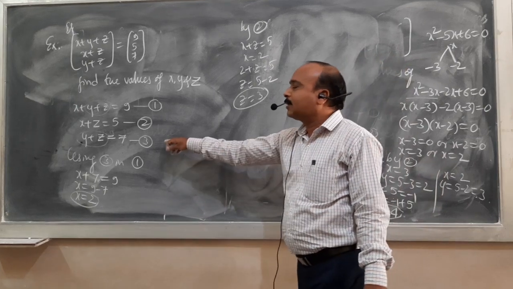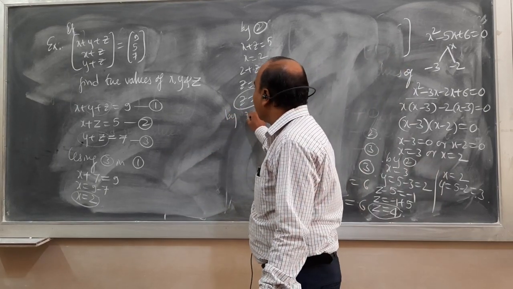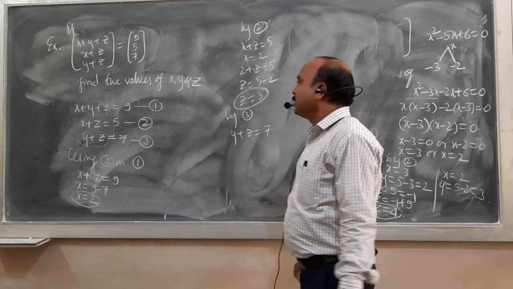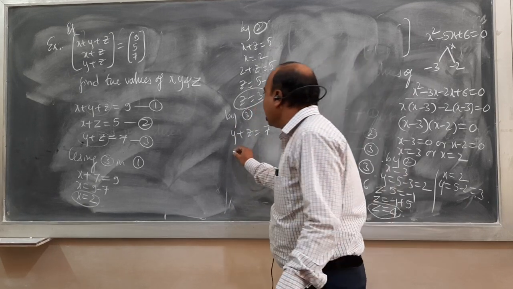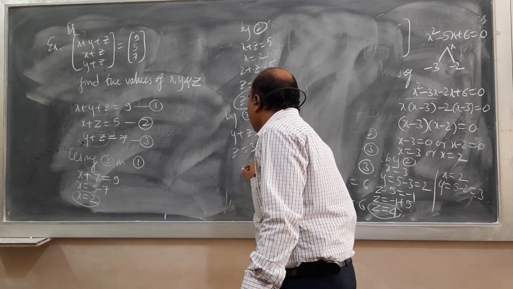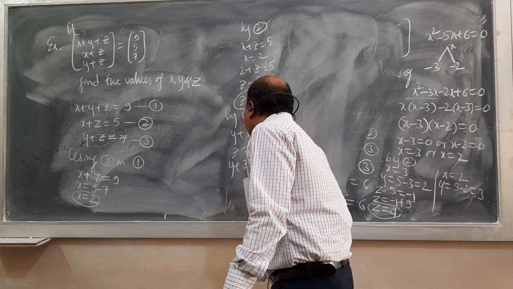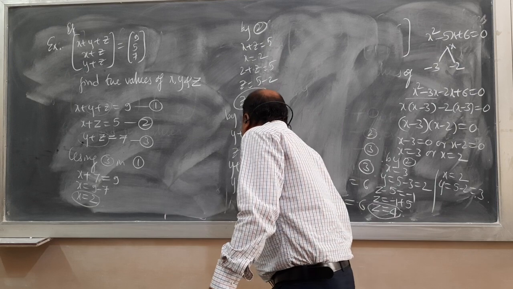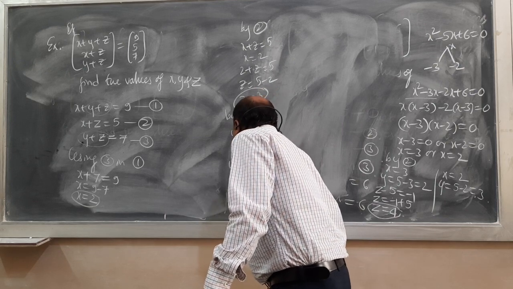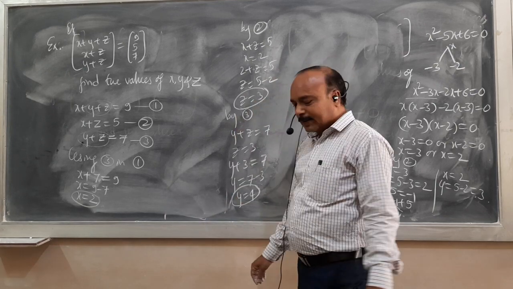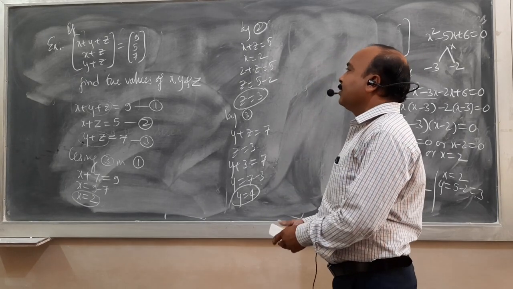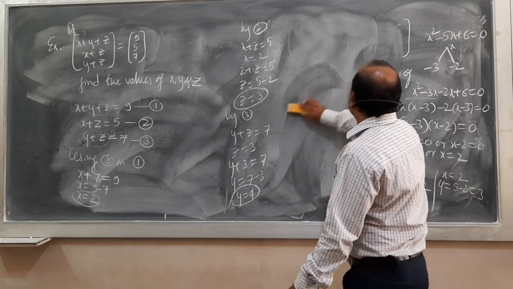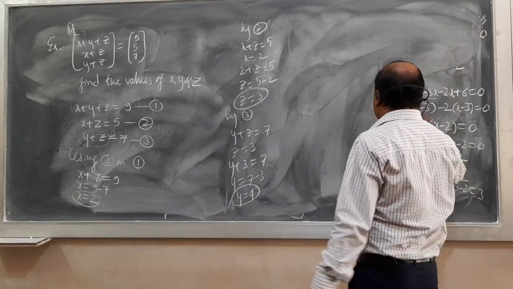For that you can use equation number 3. By 3, y plus z equal to 7. Already you know the z value. Put z equal to 3 here, you get y plus 3 equal to 7, y equal to 7 minus 3, y equal to 4. So these are the values of x, y and z. By using equality of the two matrices, we calculate the unknown values, that is x, y and z.